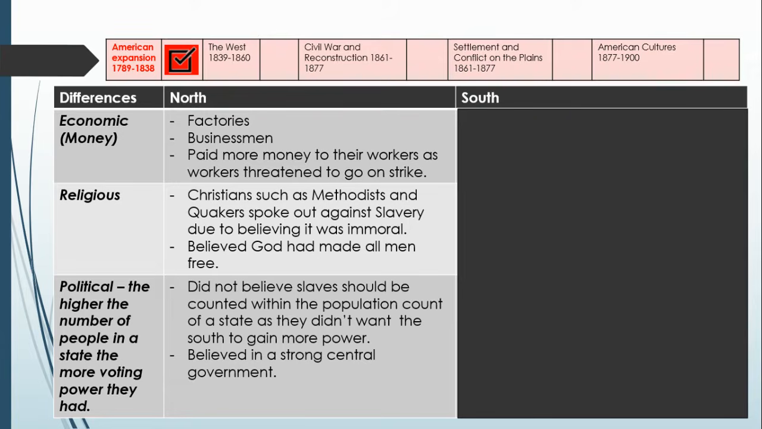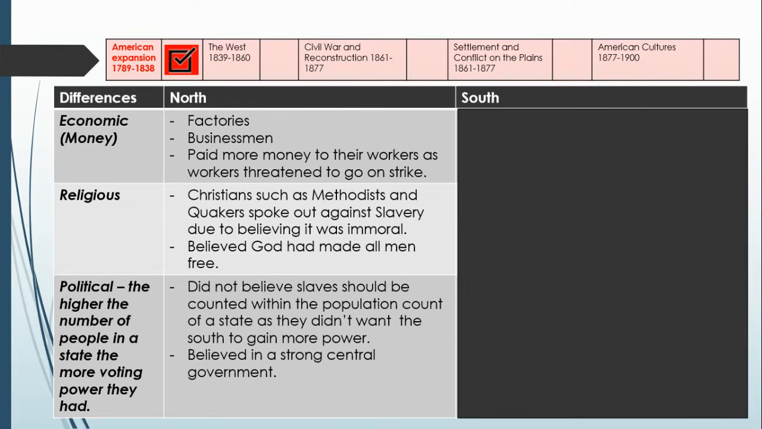Politically, they did not believe that slaves should be counted within the population count of a state, as they didn't want the South to gain more power. So this isn't them saying that slaves should be treated equally. It's to do with power. They don't want the South to have more power. And if you counted every slave that worked in the South of America, the South would start to have more power than the North, and that's not what they want.